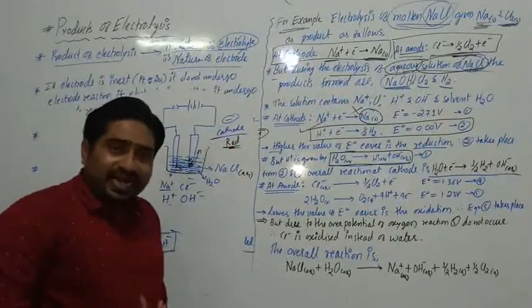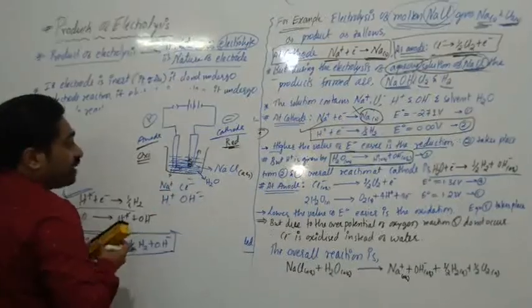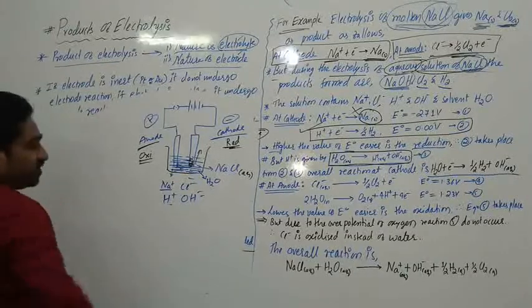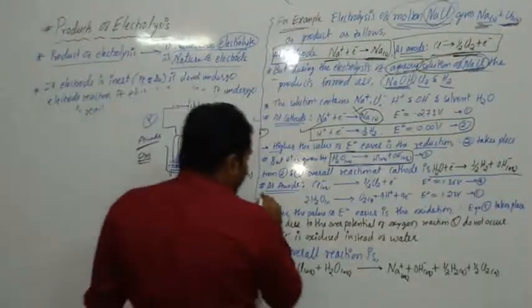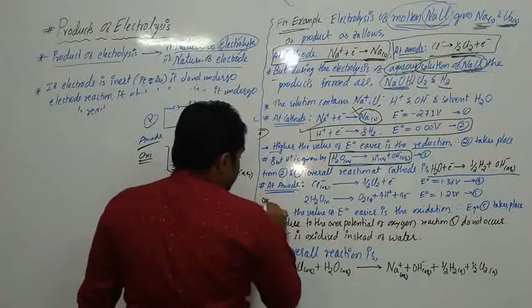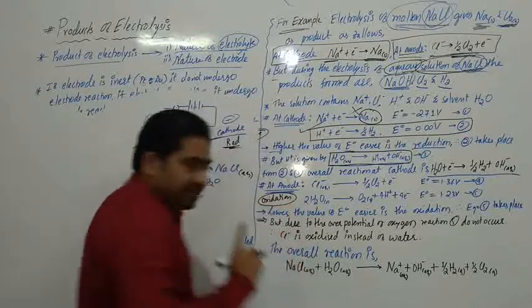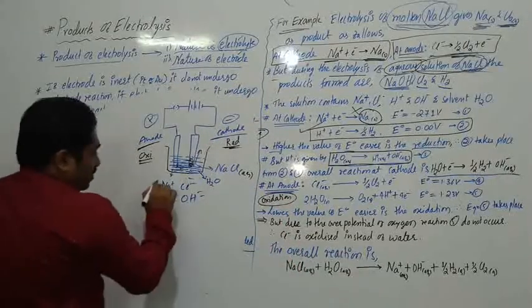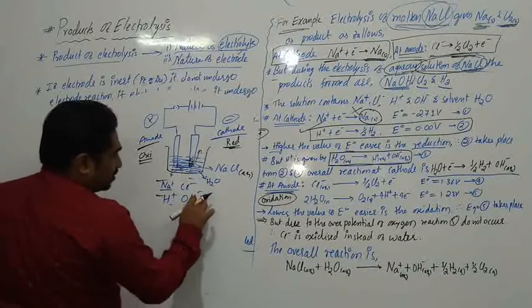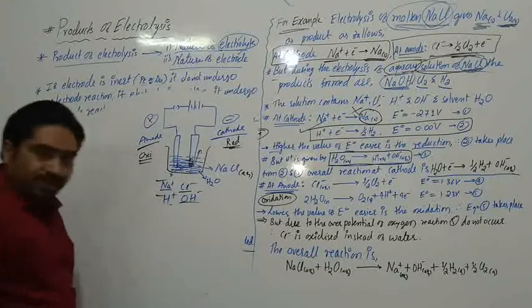And what about at the anode? So let us see at the anode. At the anode, which reaction takes place? At the anode, oxidation reaction takes place. So here the ion must undergo oxidation. Here the role of sodium is over, the role of H plus is also over. The remaining ions are Cl minus and OH minus.